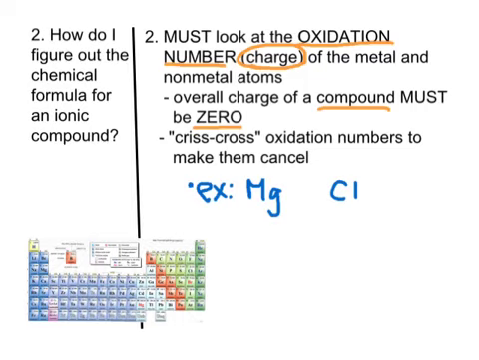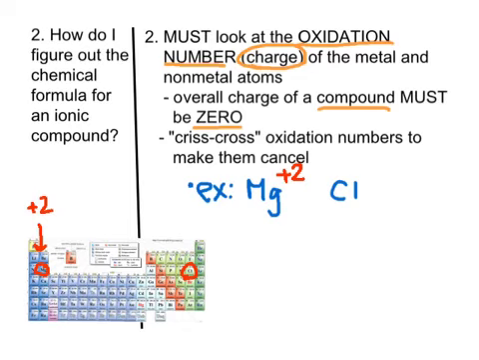Alright, say we want to hook up magnesium, which is a metal atom right here, and chlorine, which is a nonmetal atom on the right-hand side of the periodic table, and we want to make a compound out of it. Well, we have to first look at the oxidation numbers. Magnesium is in group 2A, so that means it has 2 valence electrons. Because it's a metal, it's going to lose those 2 valence electrons to become a positive 2 charge. So we're going to put a little positive 2 up on the upper right-hand corner for magnesium.